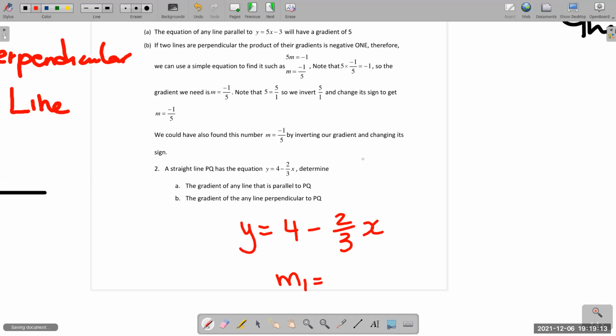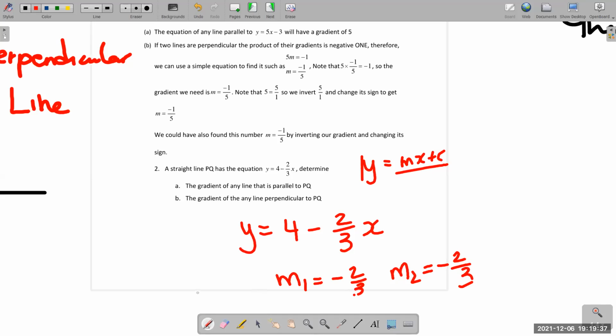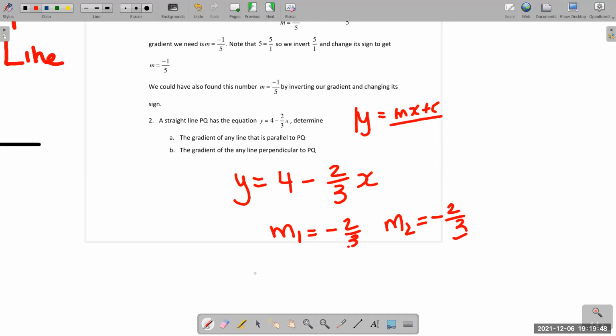What does the regular equation look like? y is equal to mx plus c. Everything should be positive, so if there's a negative here, that means m is negative. Everybody see that? So M1 is equal to what? -2 over 3. So that's the answer, because if they're parallel, M2 is going to be the same thing. So this says, determine the gradient of any line that is parallel to PQ. The gradient of that line, M2, is -2 over 3, since M1 is equal to M2 for parallel lines.